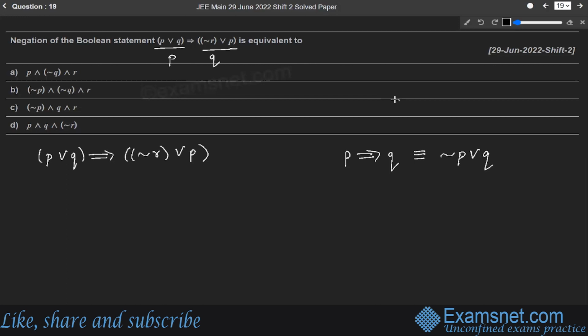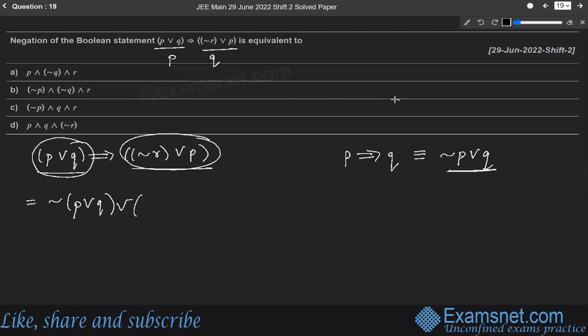Okay. So let us apply the formula here. This is if P, then Q. Then it will be equal to what? Negation of P. What is P here? P is this term. So negation of P or Q. You can see the formula is negation of P or Q. Now what is the value of Q? This is the value of Q. So we have Q as negation of R or P, right? Now this is the simplified statement, but remember that we have to find the negation of this statement.